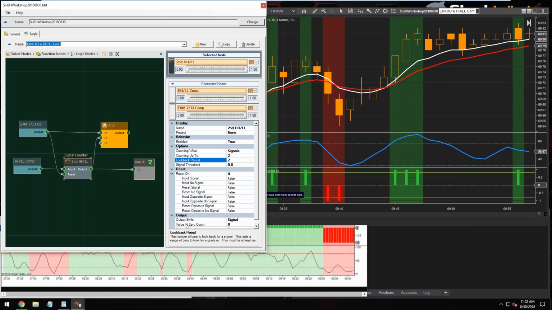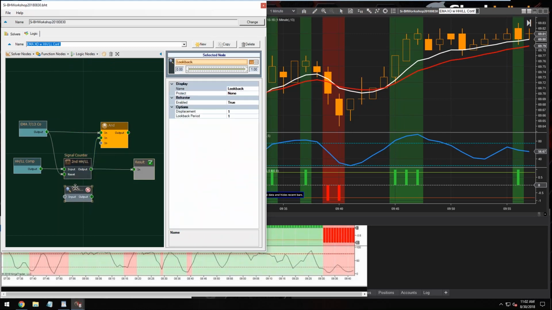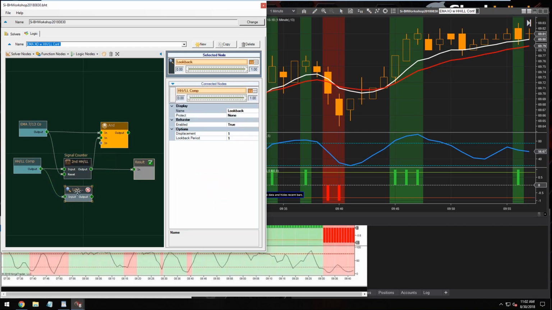But the signal counter, it's a little more involved in setting that up. A simpler solution would be to use the look back node instead. That'd be a lot easier to set up. There's less settings with the look back node here.